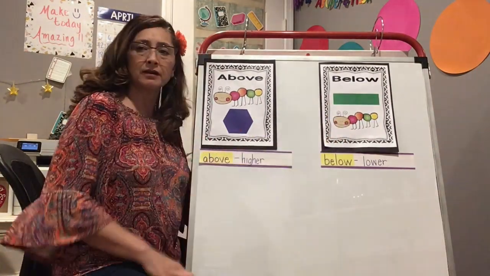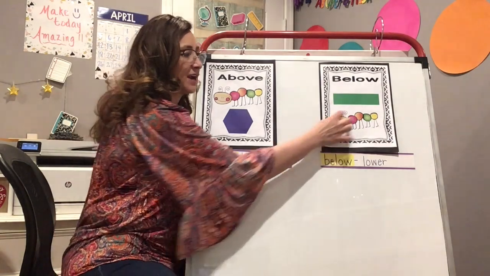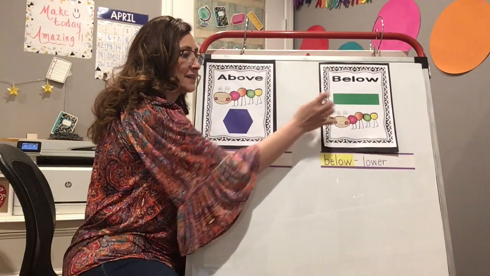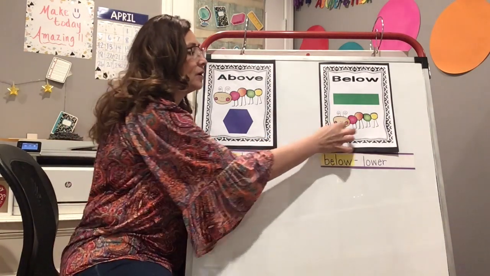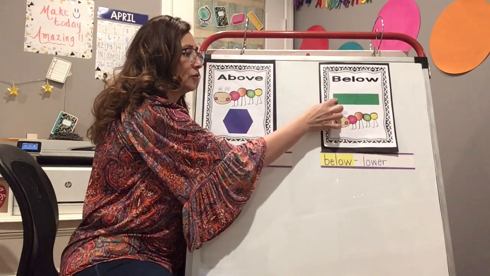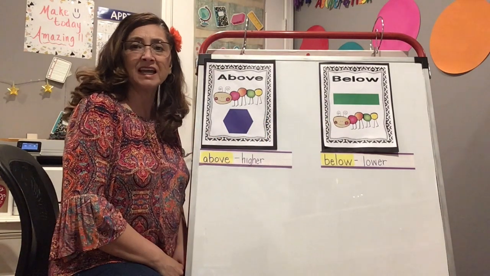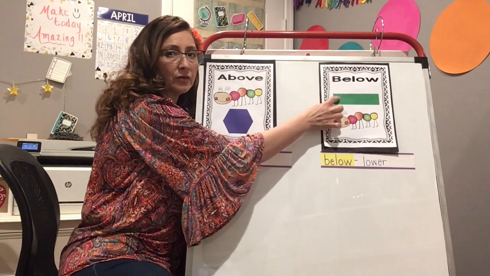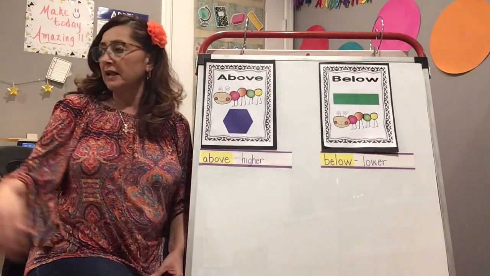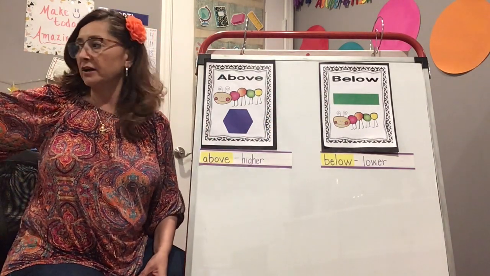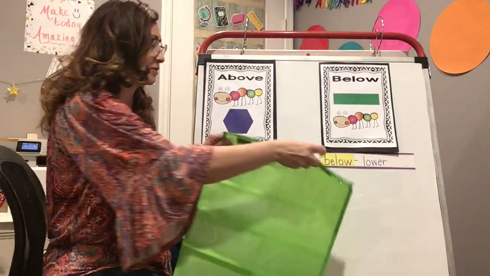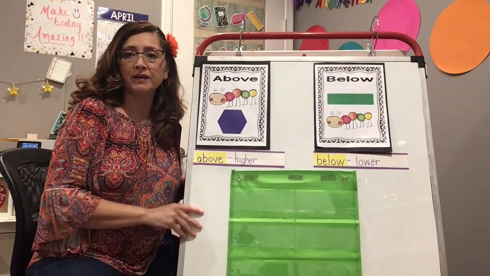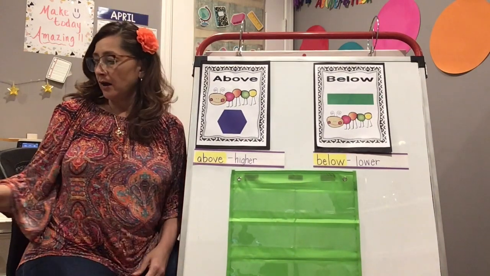Now let's take a look at this picture. Where is the caterpillar now? That's right. The caterpillar is below the rectangle. How do we know that the caterpillar is below the rectangle? Yes, that's right. Because the caterpillar is lower than the rectangle. Very good. Now we're going to take a look at a few more pictures of animals and their positions. And I want you to help me figure out where the animals are.